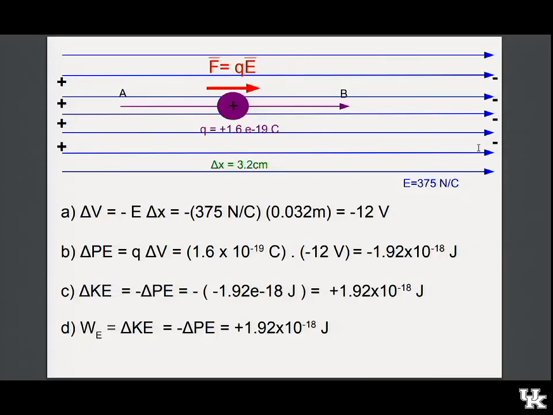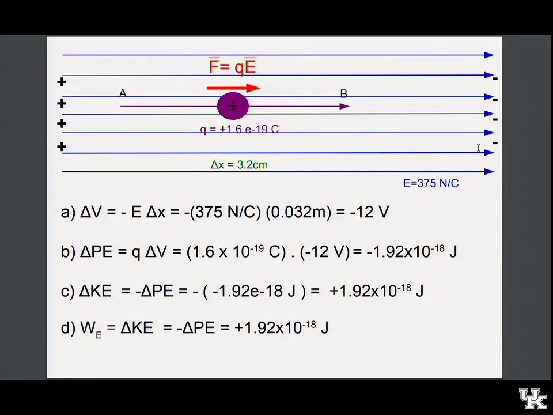What has to do with the proton is, if the proton is moving from A to B, how does its potential energy change? How does its kinetic energy change? What is the work done in changing those forms of energy? And so the next three parts depend on the proton, and we'll see the proton in these next three parts. Okay, change in potential energy.